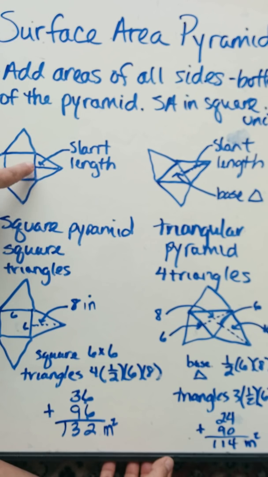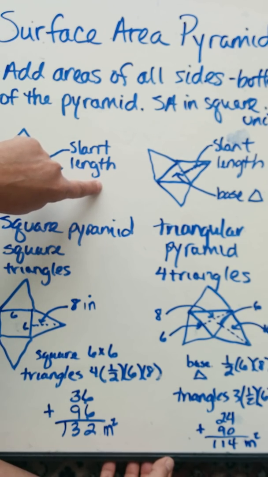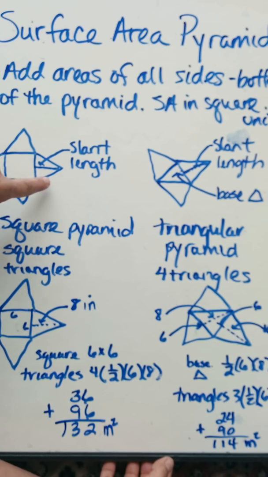The base of this pyramid, that's the length of that triangle that goes from the top and slants down to the bottom. That's the length of this triangle, and the base is going to be the same distance as the base or length of this square. So we'll use this square side length as the base of the triangle and the slant length for the length of the triangle to find our area for one of these triangles.